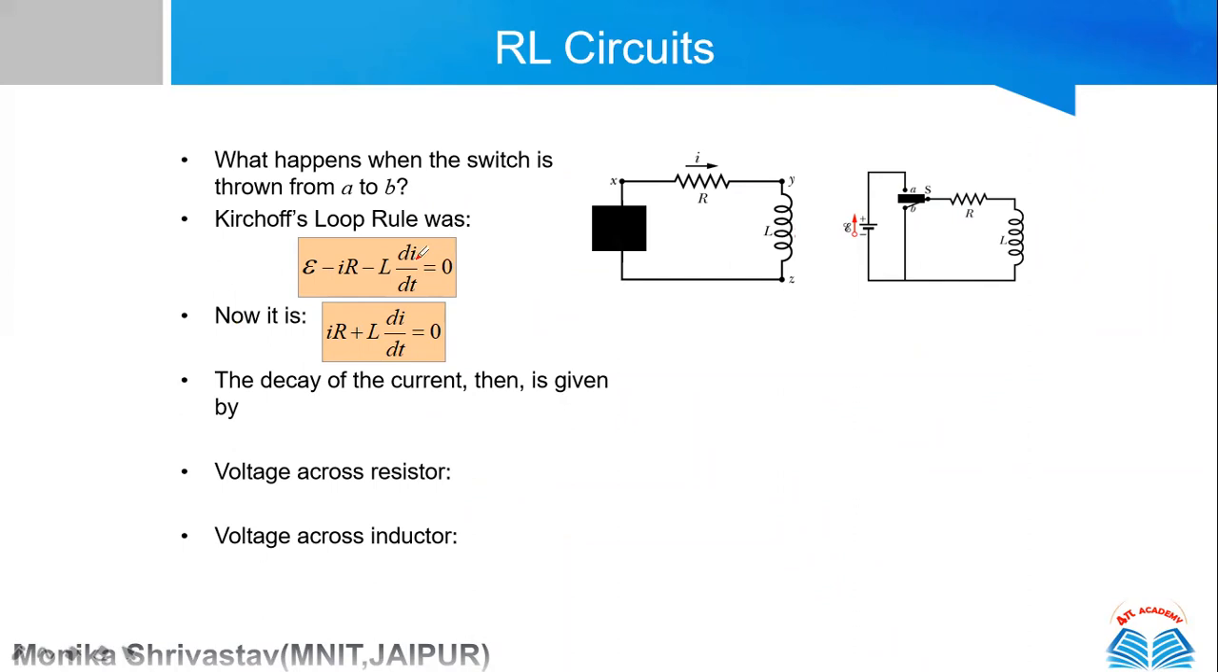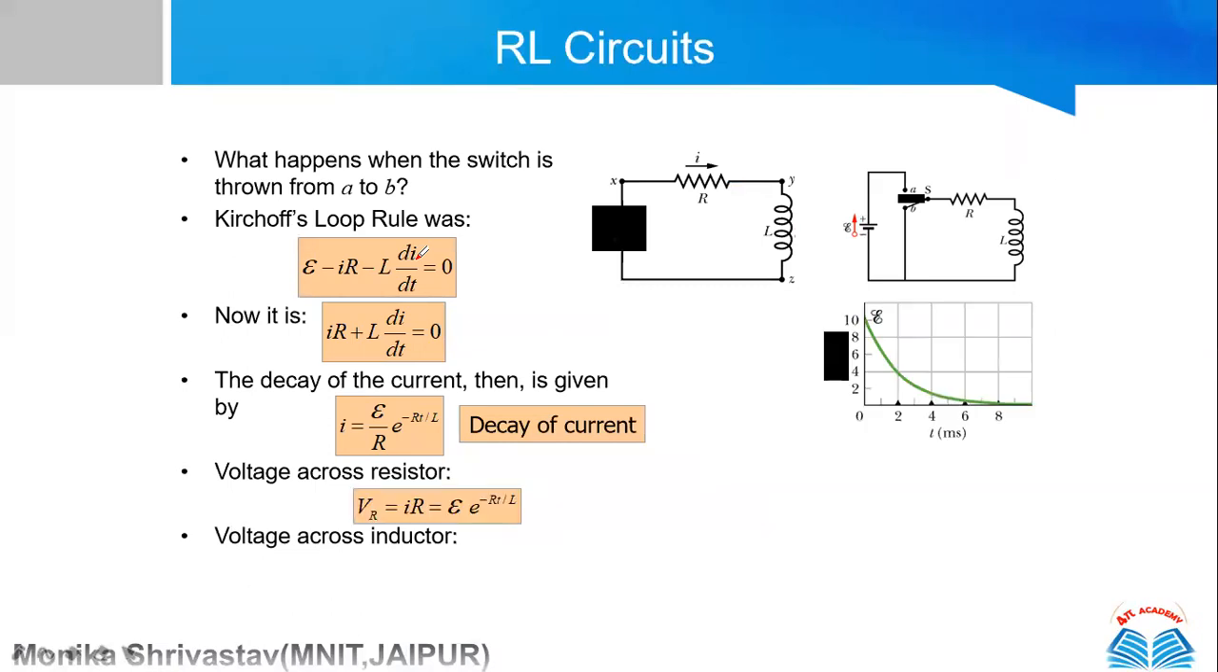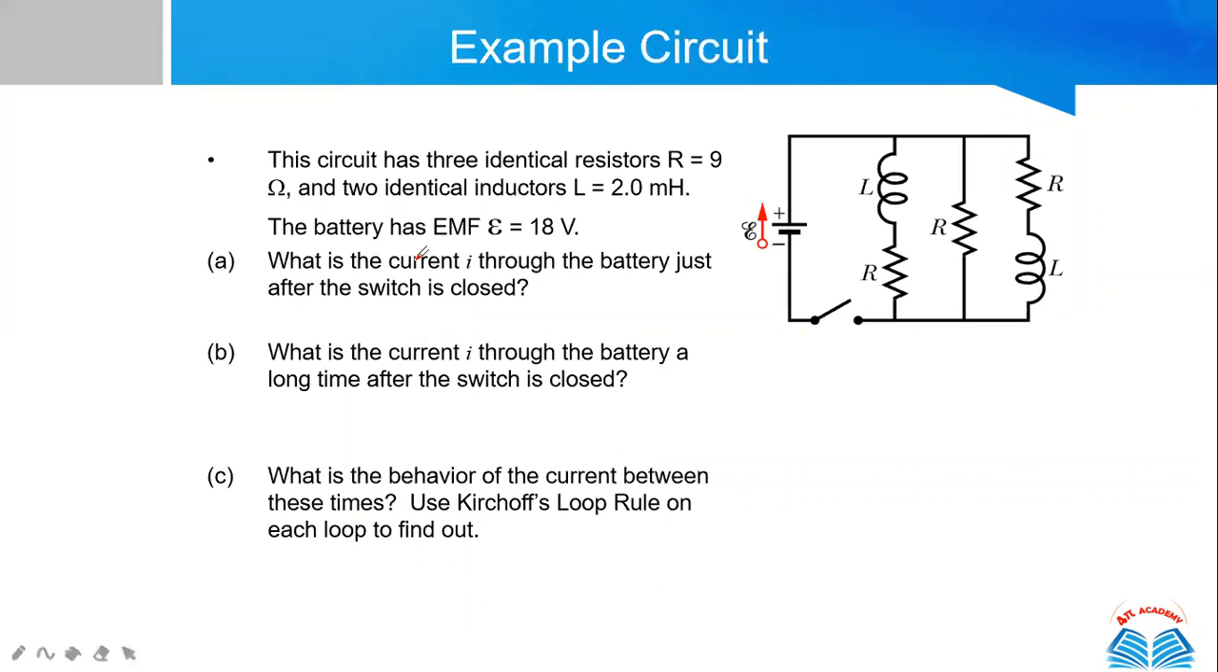Okay, so what will be the decay of current? You have to remember this formula. This is the same formula we have studied previously. What will be the voltage of the resistor? This one is that. And the voltage across the inductor, this one is that. You know all the recipe now, so you can conclude.